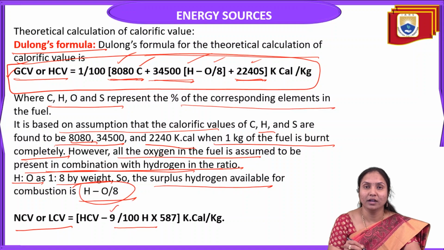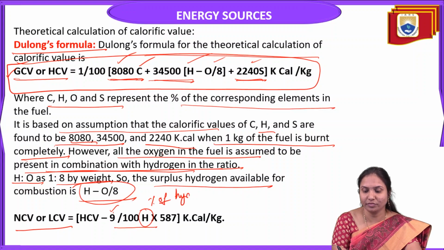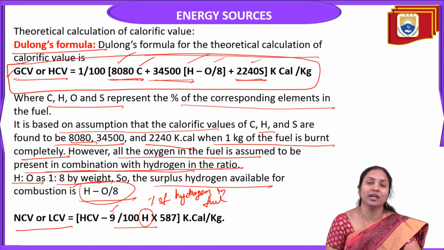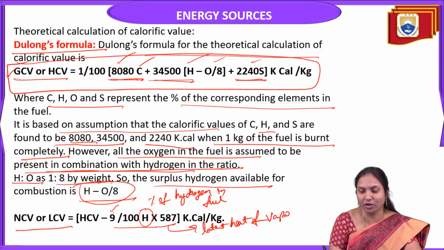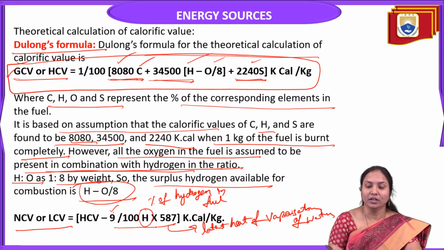Here 9 means 1 part by weight of hydrogen burns to produce 9 parts by weight of steam, water vapors. So that's why we are taking 9 by 100. Here H is the percentage of hydrogen in fuel, and 587 is the latent heat of vaporization of water. So this is the formula.